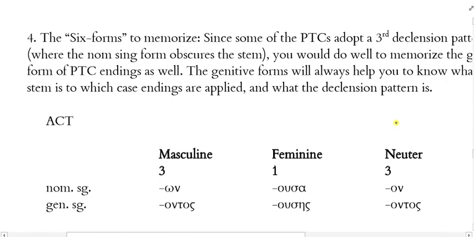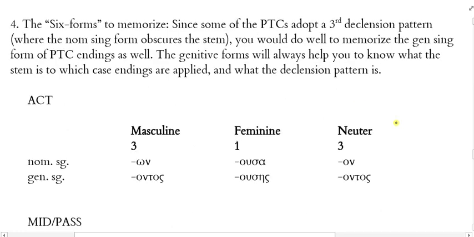Now, let's go on to the next page. This is section 4 on the handout. Mounce mentions the 6 forms to memorize, and it's important for you to really think about this and commit it to memory. Since some of the participles adopt a third declension pattern, and remember, many times when you see a third declension noun, the real stem of the noun is obscured because that masculine or feminine sigma case ending in the nominative singular interacts often with the consonant that ends the stem, and you end up getting something wacky. And so you don't often know what the real stem is until you see the genitive singular.